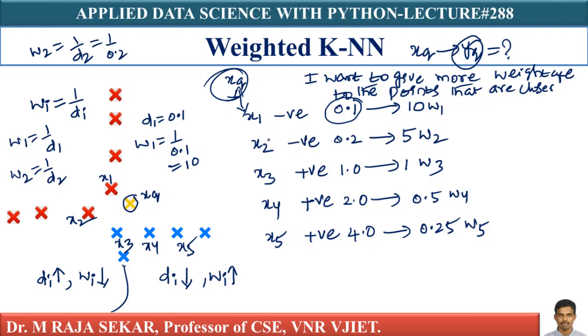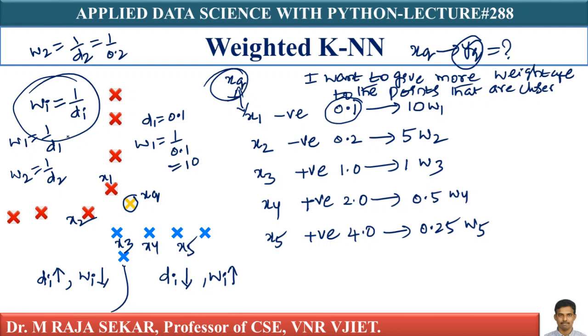Now, I have got weights. What is the strategy for giving weights? I have an inverse relationship. What is the relationship between weights and distances? That is an inverse relationship. This is only one way of doing it. There are many ways. The rule should be as distance increases, weight should decrease. When distance decreases, weight should increase. There are many functions to achieve this, but this is the simplest function. Inverse function is one of the simplest functions.